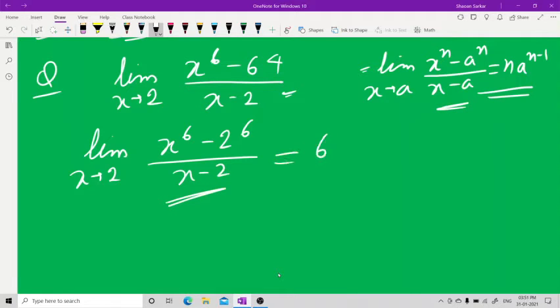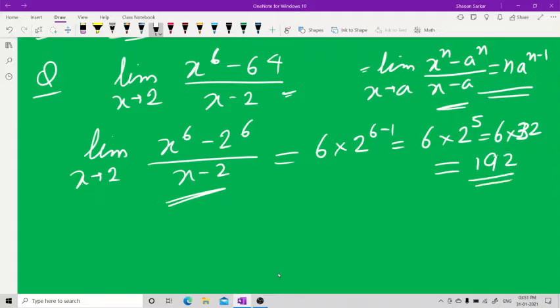The answer is 6 into 2 to the power of 6 minus 1, that is 6 into 2 to the power of 5. This is 6 into 32, and this comes out to be 192.